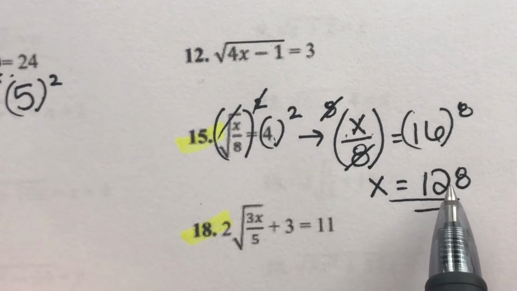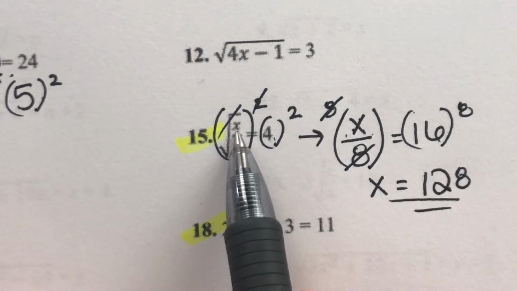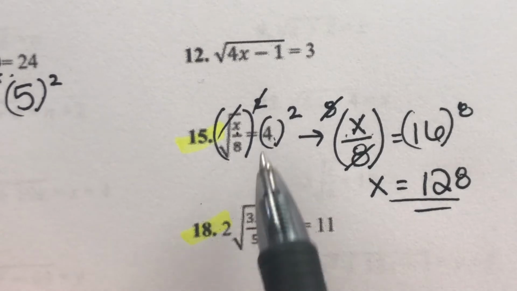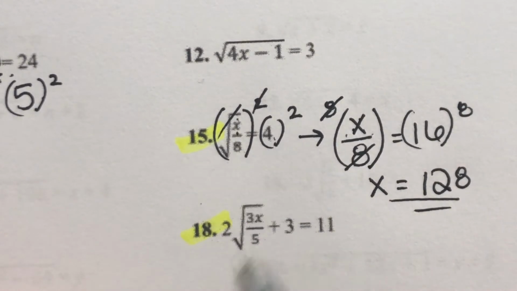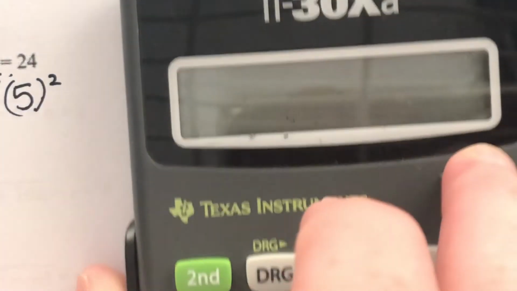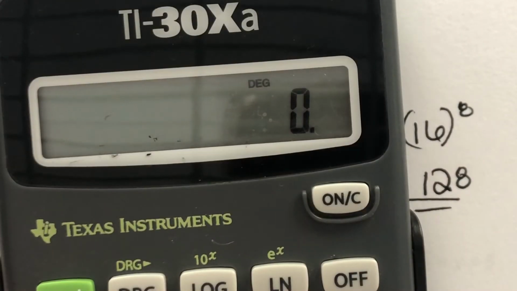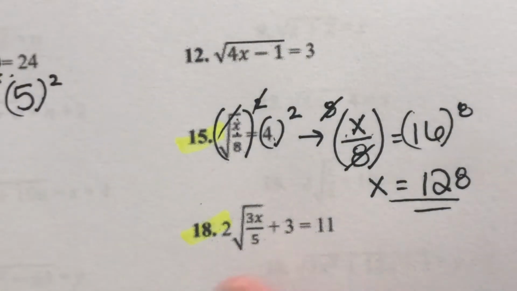And you can always go back and plug that in for x and solve. Square root of 128 divided by 8. Let's do it. It should equal 4. 128 divided by 8 equals 16, square root is 4. Boom, done. Easy peasy, lemon squeezy.